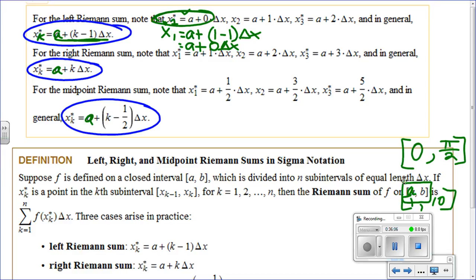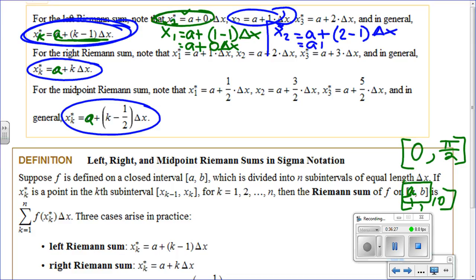Now, the second one, I'm only going to do the first two. So the second one, this one here, for the left point, it's going to be following this. It will be A plus 2 minus 1 delta x. So that will turn into A plus 2 minus 1 is 1. So 1 times delta x. And that's what we see here. Okay?